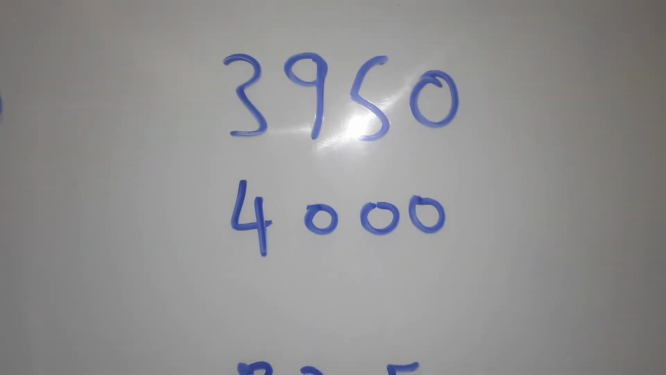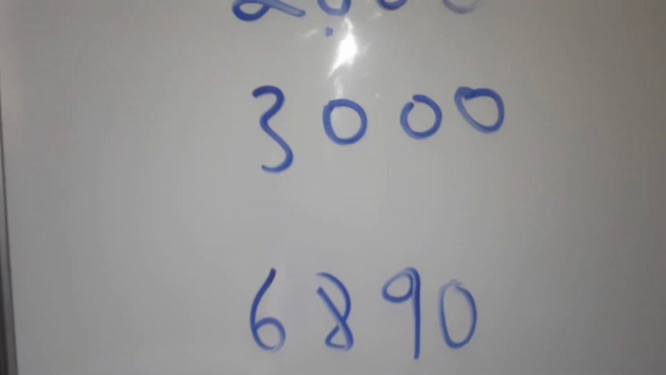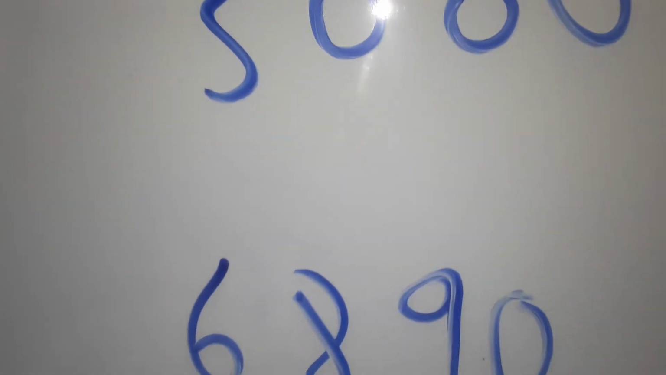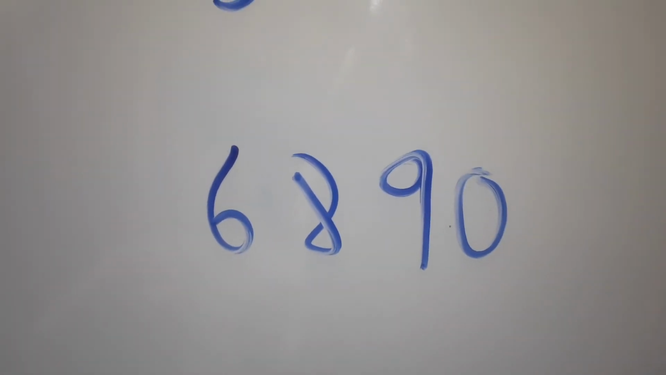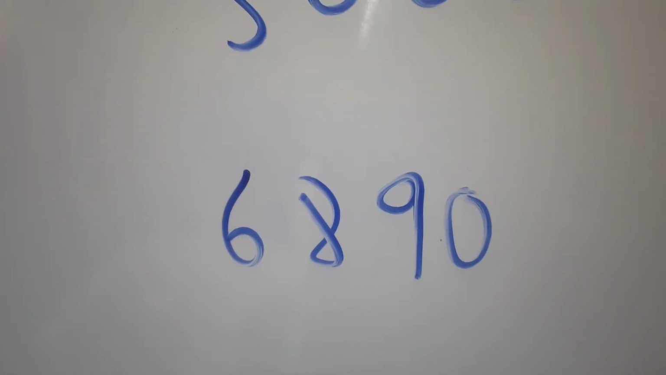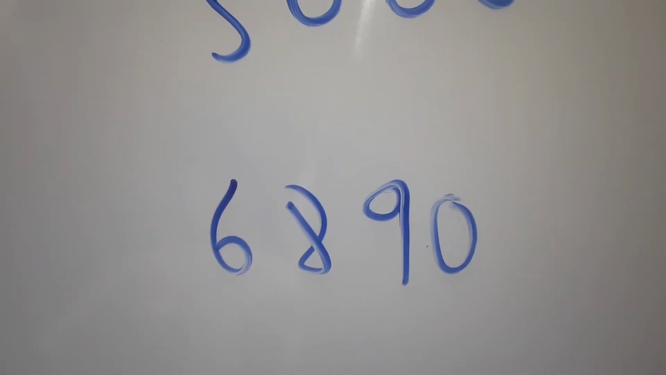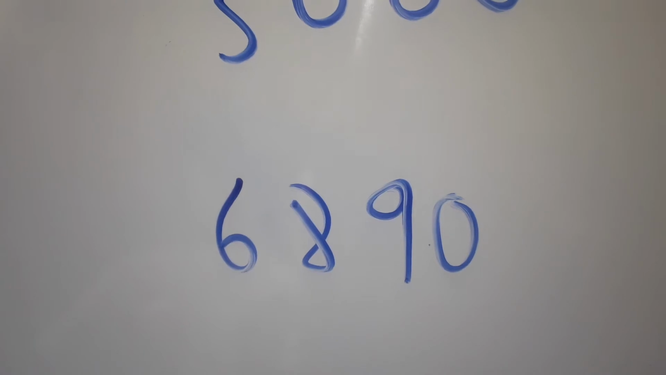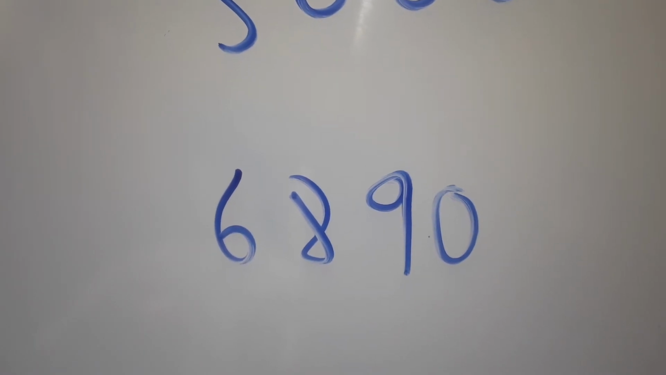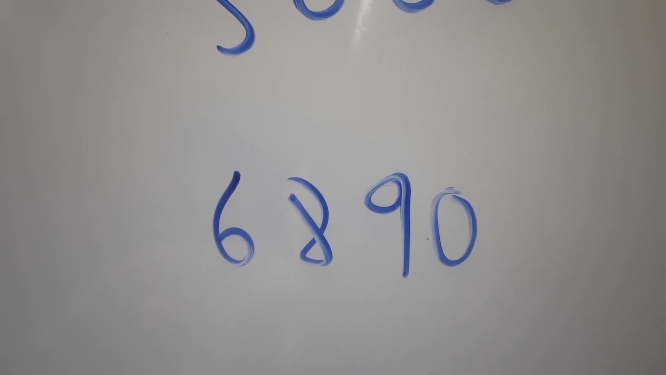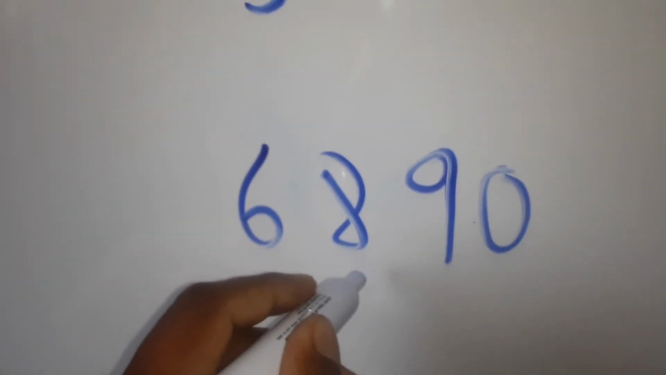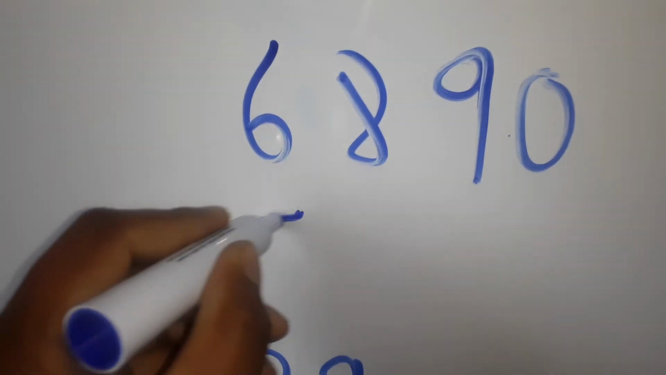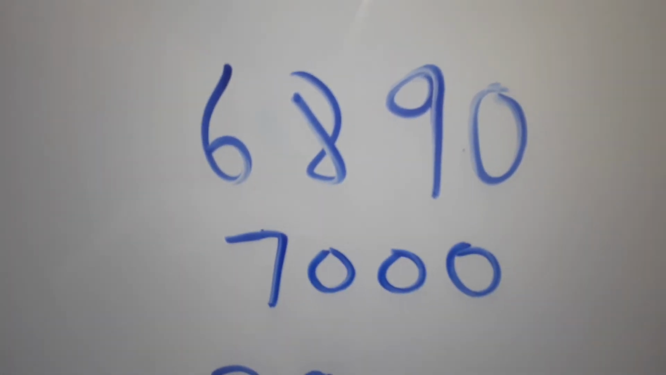Then we move on to 6,890. You can try this one. I'll give you 5 seconds to try it. Alright, let's do it together. So this 8 is greater than 5. So this will change into 7,000.